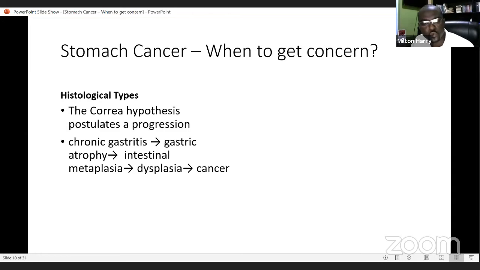There are about 2 patients in my practice now that had gastric atrophy as well as intestinal metaplasia, and they are on some medication to decrease the risk of progression to full-blown gastric cancer.